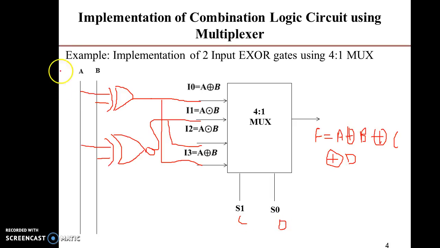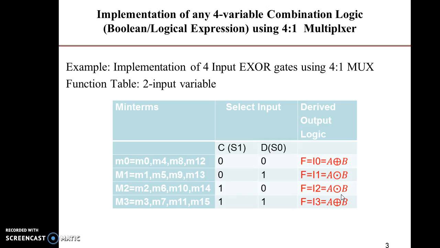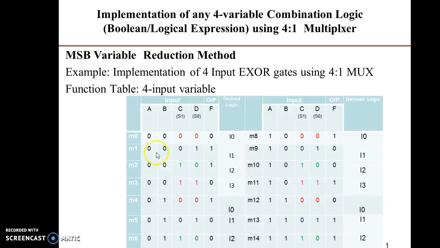Now I can apply this A B as 0 0 and C D is 0 0. At that time F becomes 0. So this is nothing but the validity of this first minterm. A, B, C, D become 0 0 0 0, and the output of this design table is 0.